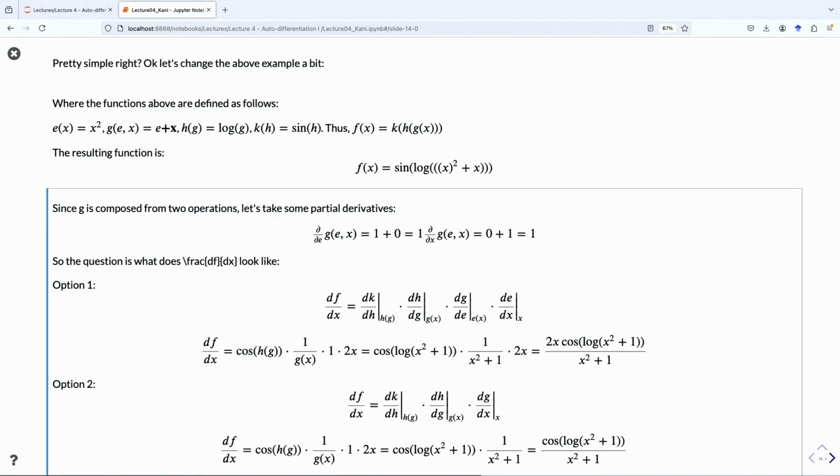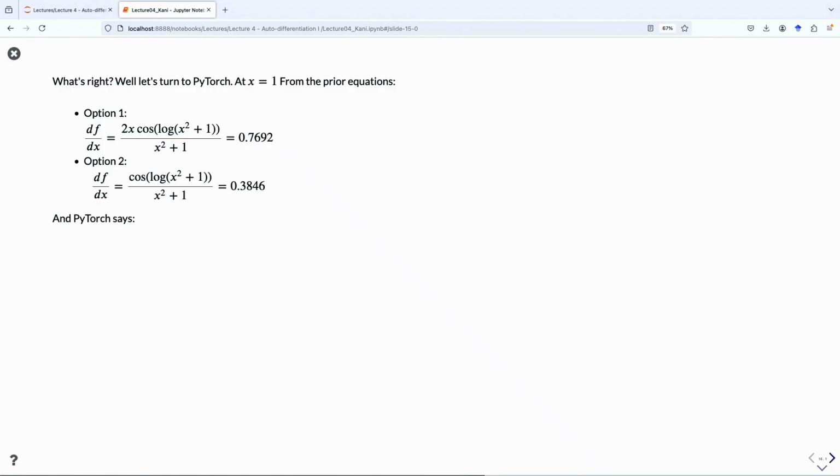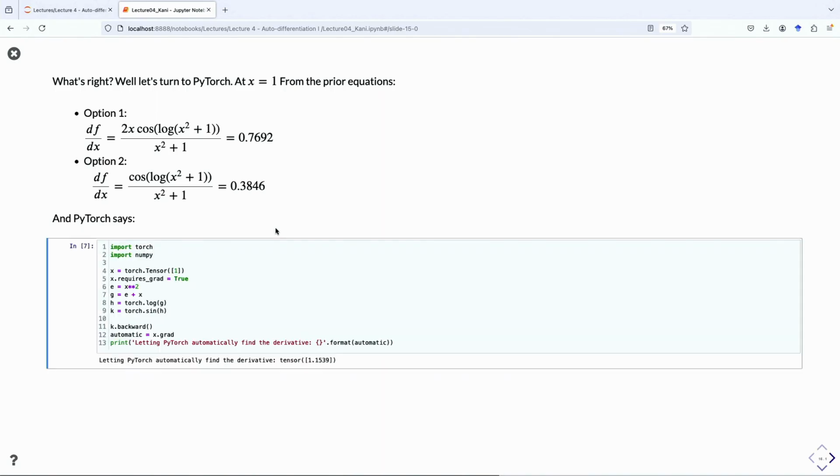Well, whatever. Let's just see what PyTorch says. We have these two different options, and we'll just make x equal to 1 again. Option 1, df/dx is equal to 0.7692, exactly the same as what we had before. Option 2, df/dx is equal to 0.3846, what we had before. And PyTorch will solve all of this for us, right?